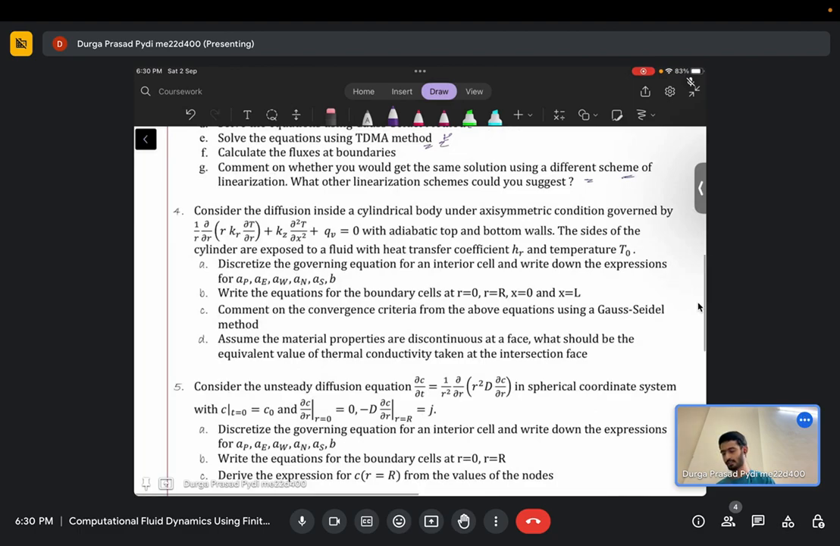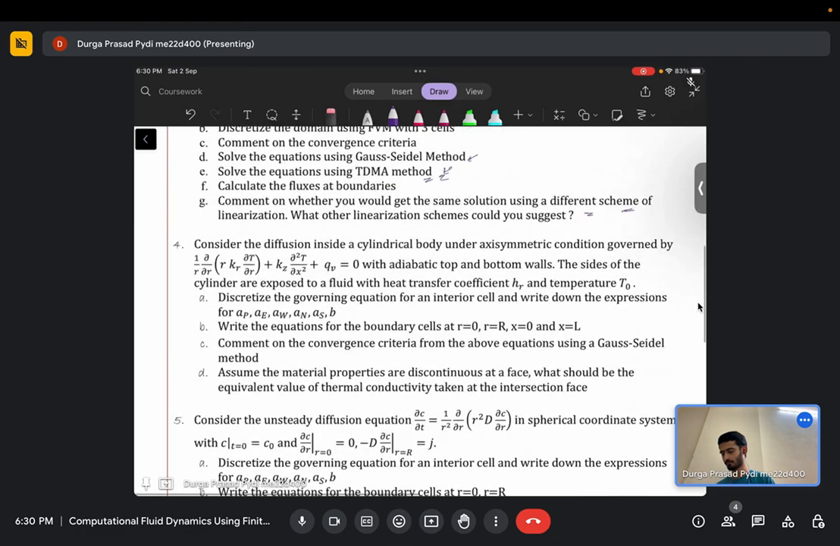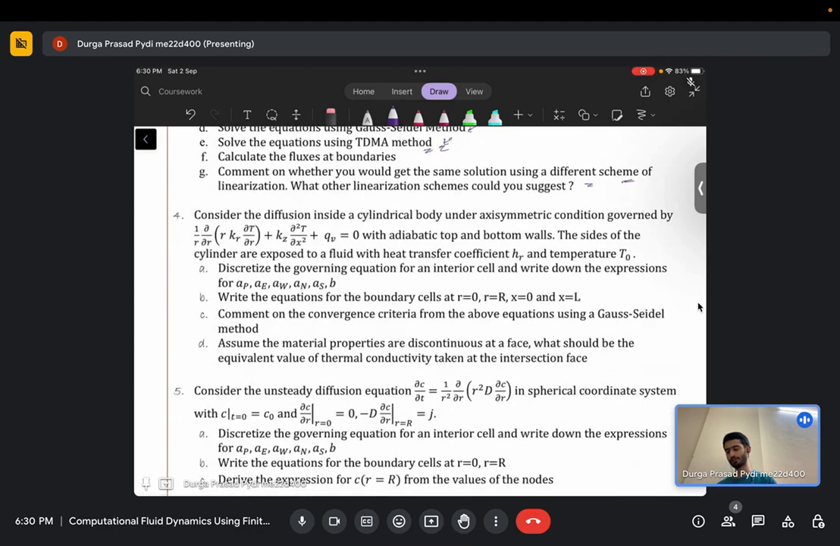Okay, we will go to the next question. The fourth one is essentially diffusion inside an axisymmetric condition. Axisymmetric is in your cylindrical coordinates. It's just a steady state diffusion equation with a constant source term. The source term is given by QV, and you have the top and bottom walls as adiabatic, so you don't have any heat transfer, so Neumann condition, and the other sides are exposed to a fluid with a heat transfer coefficient HR, and the fluid temperature is given by T0.